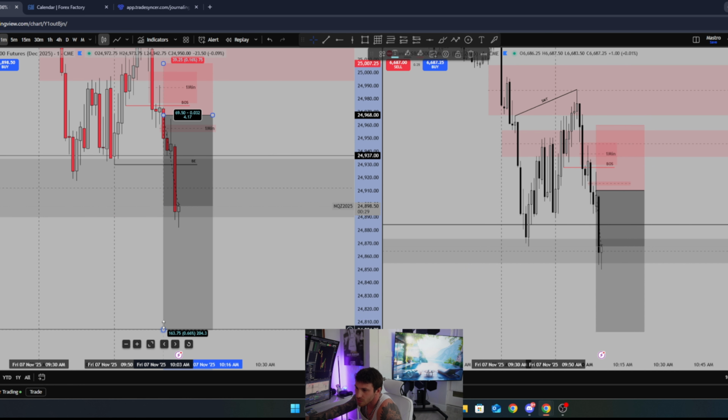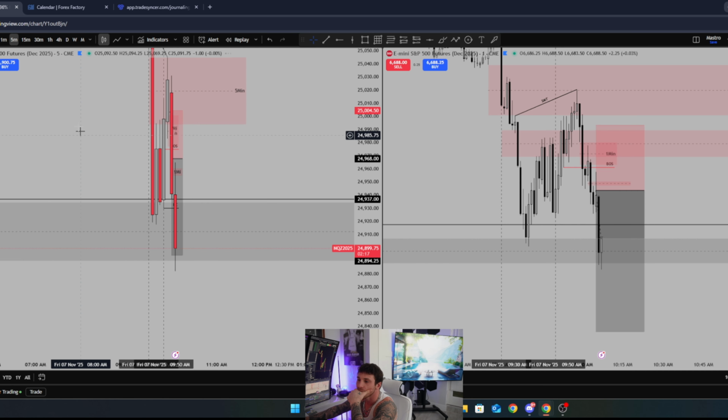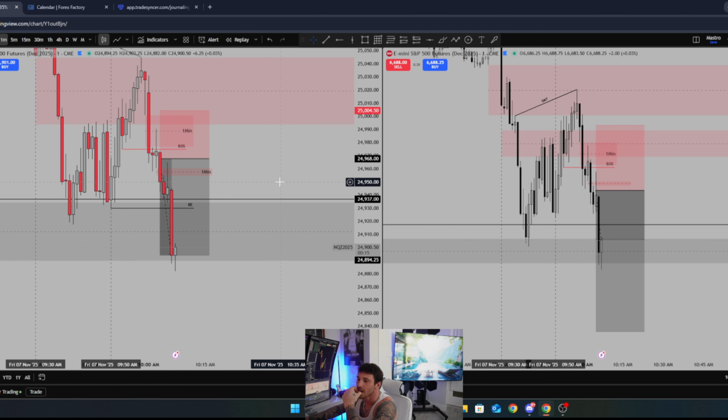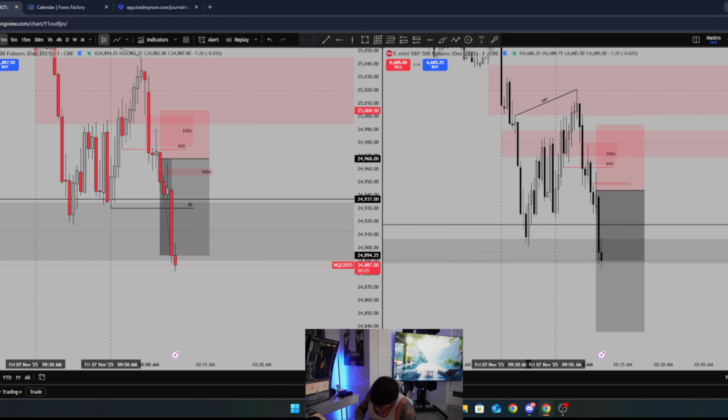Again, it was still a 1 to 1.8 risk to reward. We had our stop above this fair value gap, so we were risking 36 points. We still had a 73-point trade. Nothing big. Still $1,500.